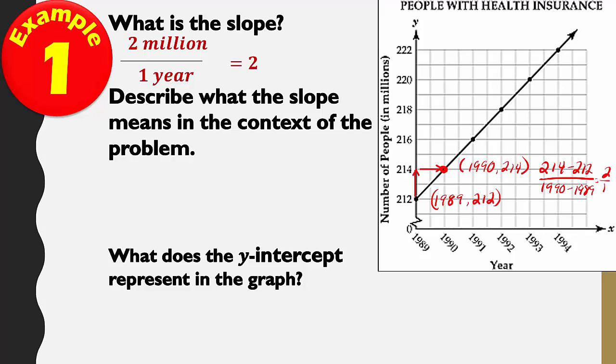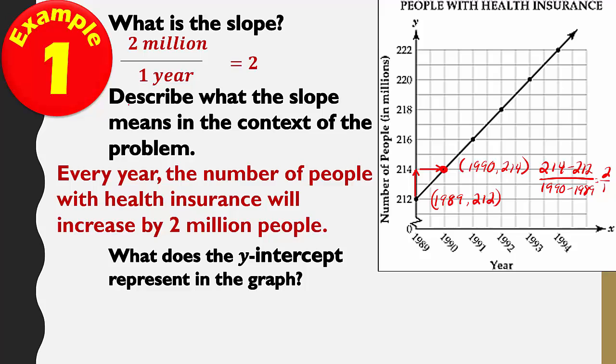Describe what the slope means in the context of the problem. Now this is where you've got to read how your axes are labeled and what the title of the graph is. So this is people with health insurance. Your y-axis is number of people in millions, and then of course this is a year. So that 2 over 1, it's 2 million over 1 year. So what the slope means is every year the number of people with health insurance will increase by 2 million people. Every year indicates every 1 year.